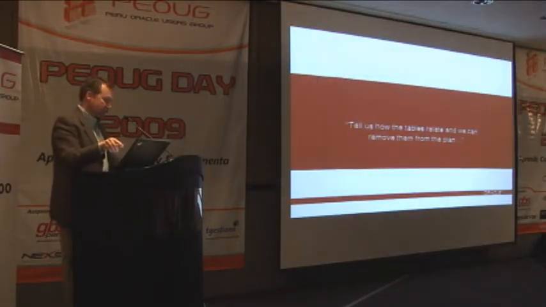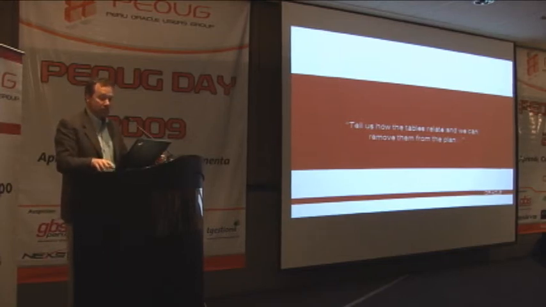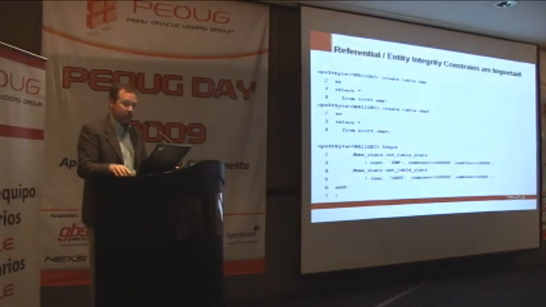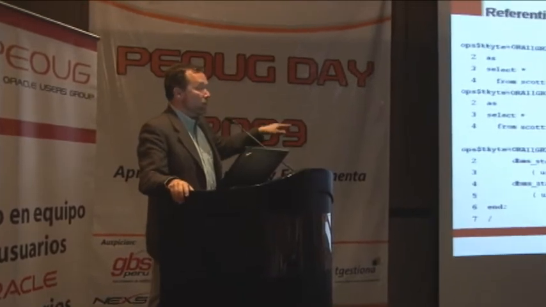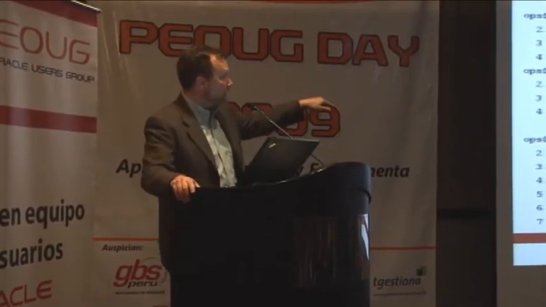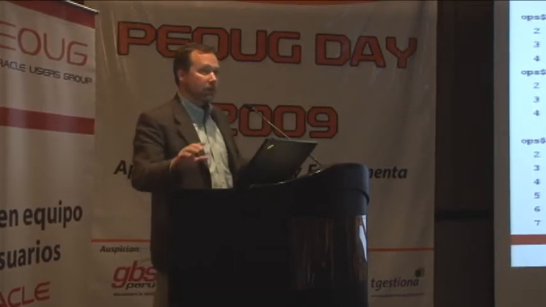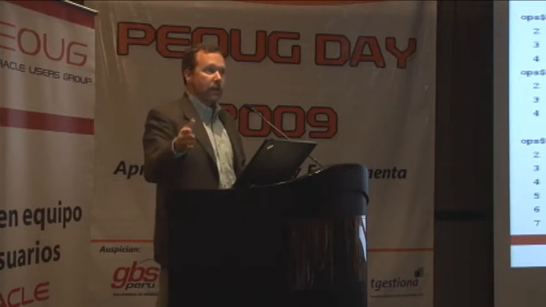Tell us how the tables relate to each other, and we might be able to remove them from the plan. This is an interesting one. This was only added recently, 10g, I believe. Have an employee table, have the department table. We're going to pretend that these two tables are big. I'm lying to the optimizer and telling it that the employee table is 1 million records, and the department table is 100,000 records.